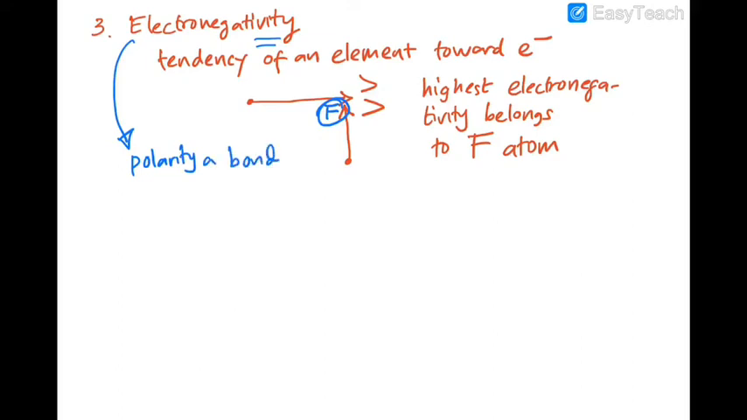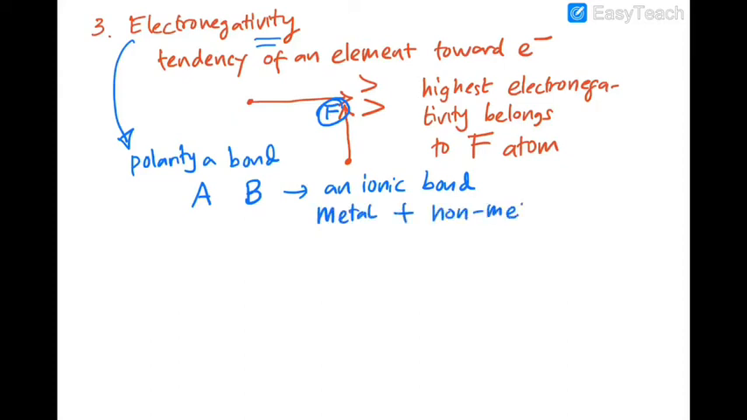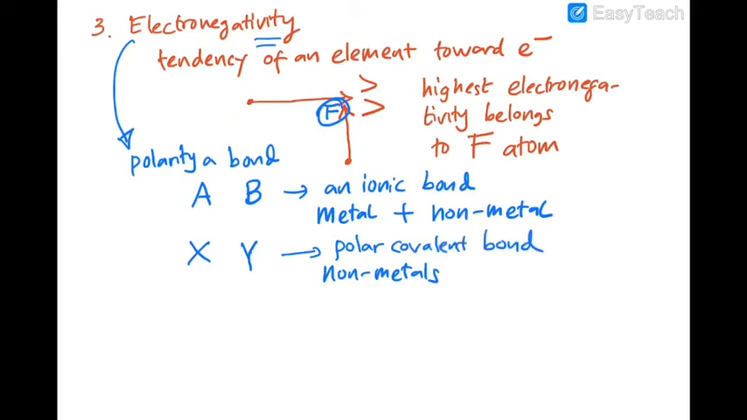When we have a huge difference, we will end up with an ionic bond, typically in metal pairing with non-metal. In the case where we have both nonmetals, but still we have a difference in electronegativity between X and Y, we will get what we call a polar covalent bond. In this case, they share a pair of electrons.